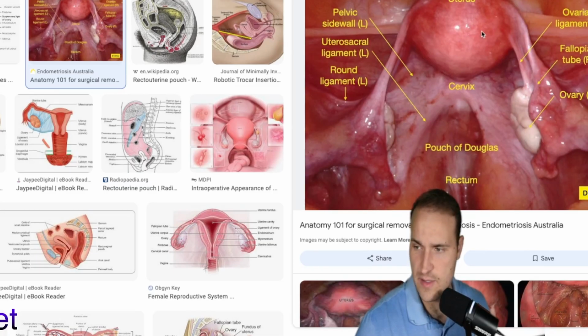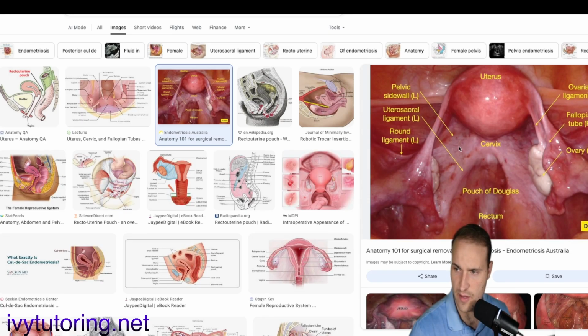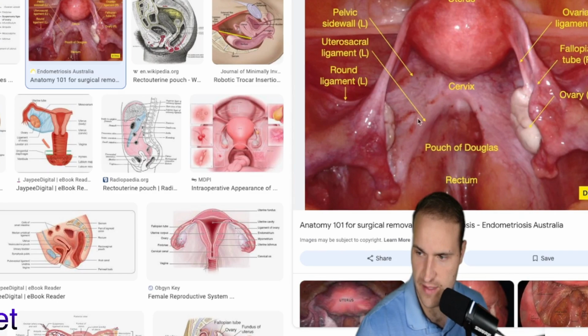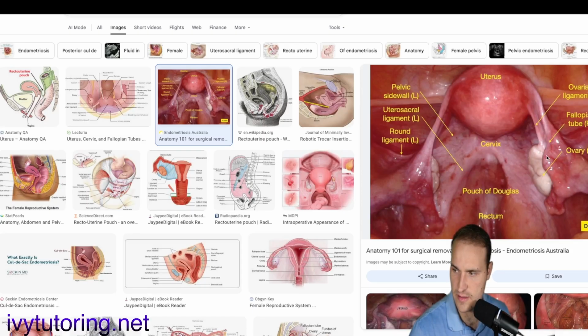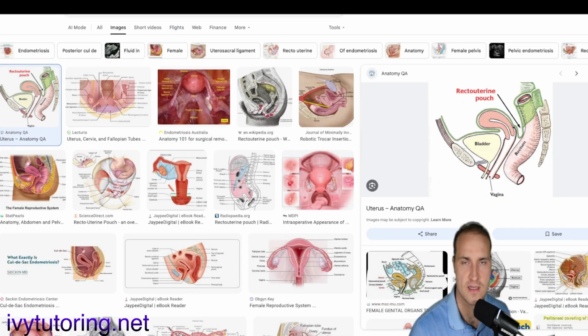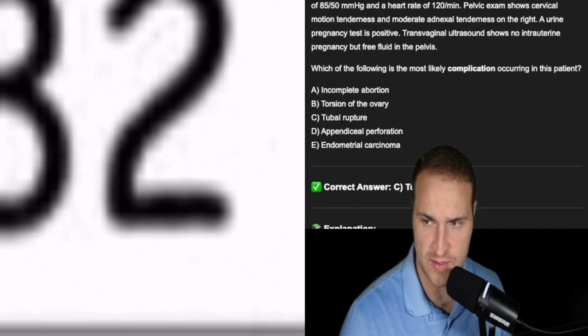Boo. All right, for this next question, let's do some anatomy real quick. Uterus, cervix, pseudojugular, rectum. There's the pelvic sidewall, uterosacral ligament right here, and the round ligament over here. There's the ovarian ligament, fallopian tube, and the ovary. There's our rectouterine pouch. Some of you are saying this all makes sense now. Well, let's put that to the test.